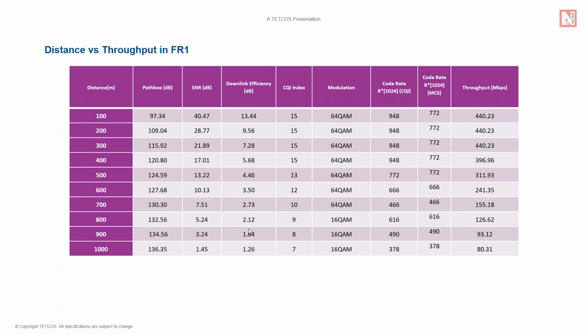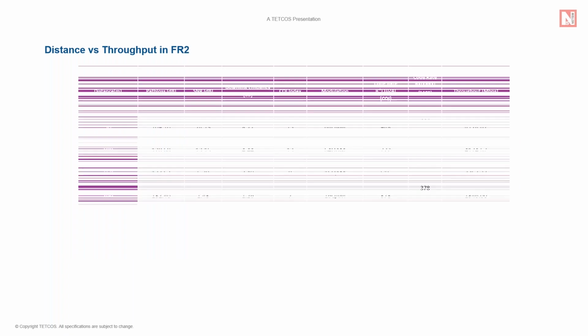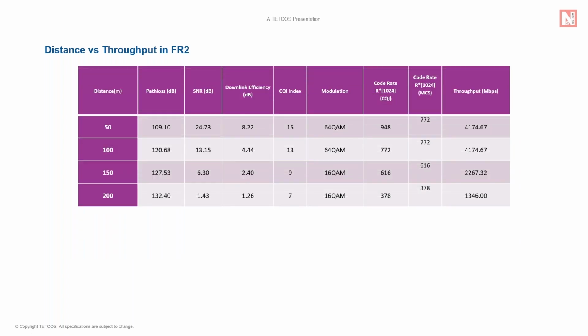Next, we move to FR2. The first experiment was done in frequency range 1, and the next experiment, which is the same, where the distance between the UE and the GNB is increased, when running in the FR2, which is the millimeter wave band. Here we see that the distances are much shorter. We just increase it from 50 to 100 to 150 to 200, and we see how the path loss varies and the signal to noise ratio varies, and similarly the CQI, the modulation, and the coding rates.